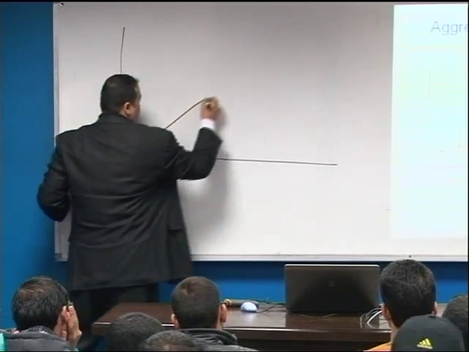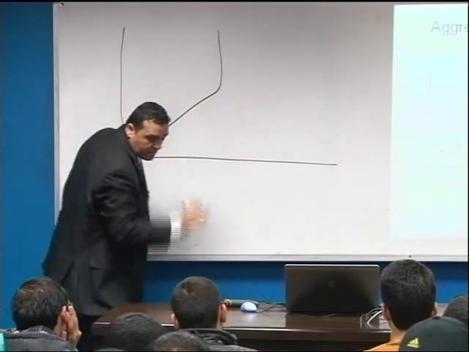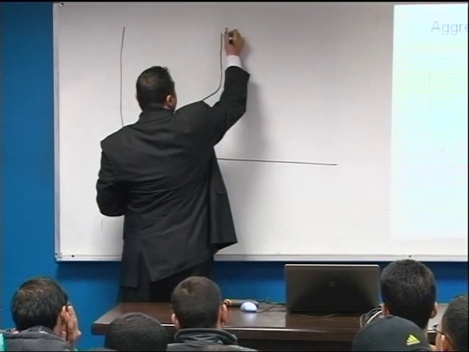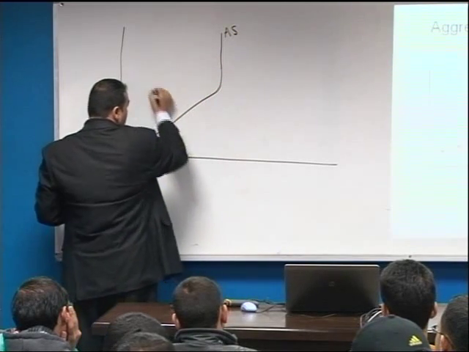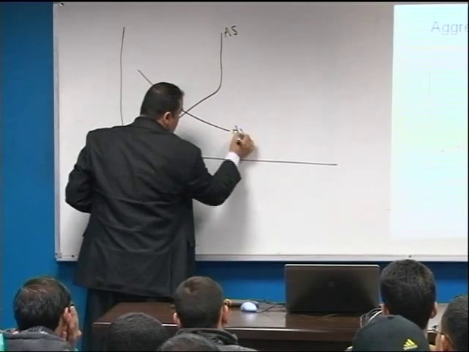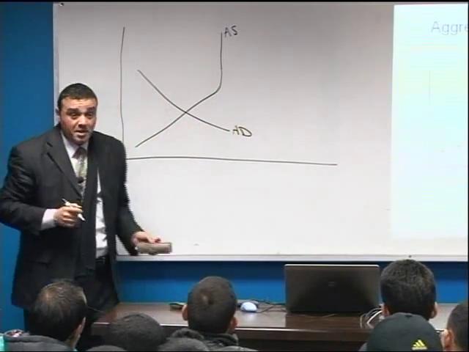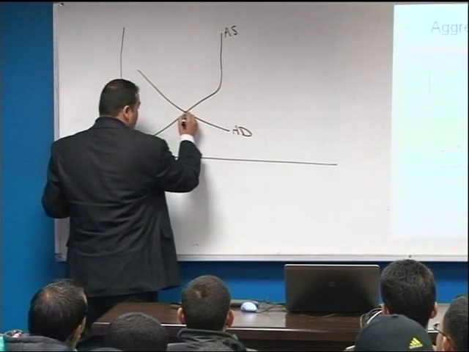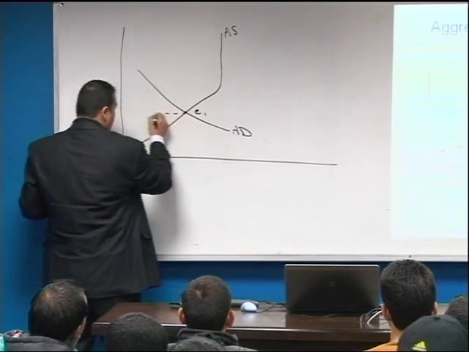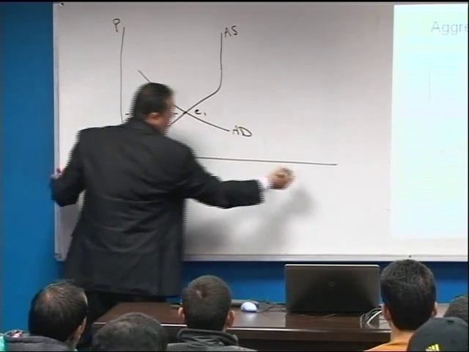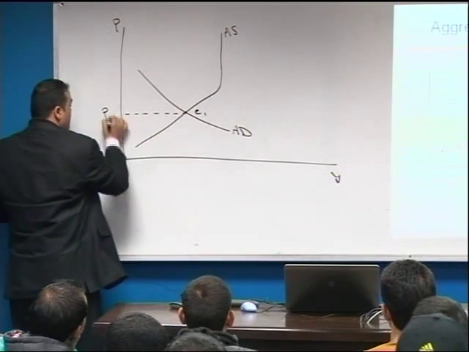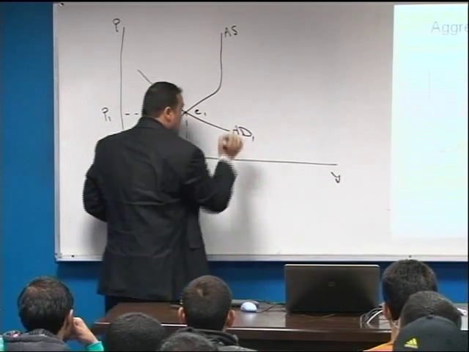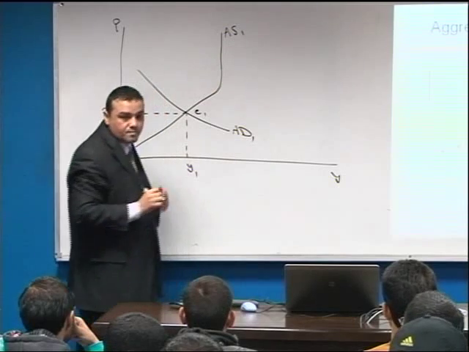This is the aggregate supply curve. Is it vertical here? Aggregate supply. And suppose here we have the aggregate demand curve. The equilibrium occurs when aggregate demand intersects the aggregate supply, E1, price P1, Y1, right? And this is aggregate demand 1, aggregate supply 1.